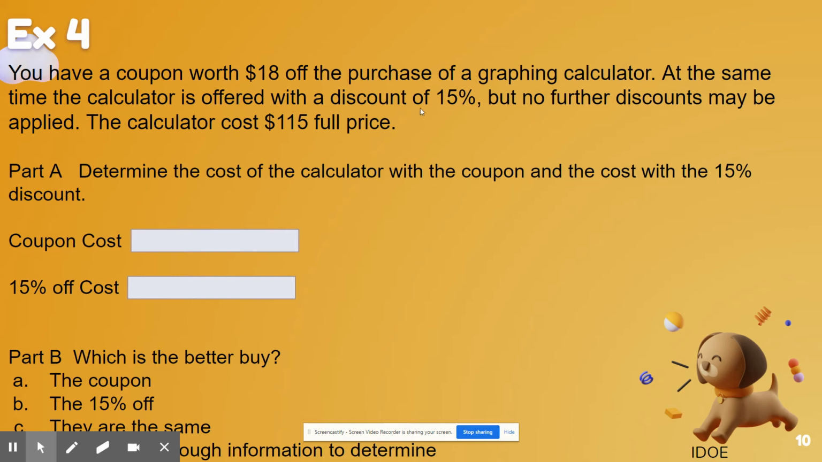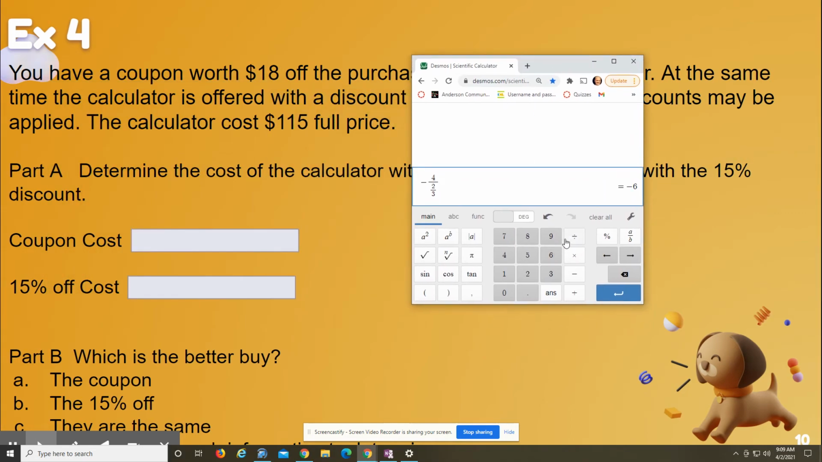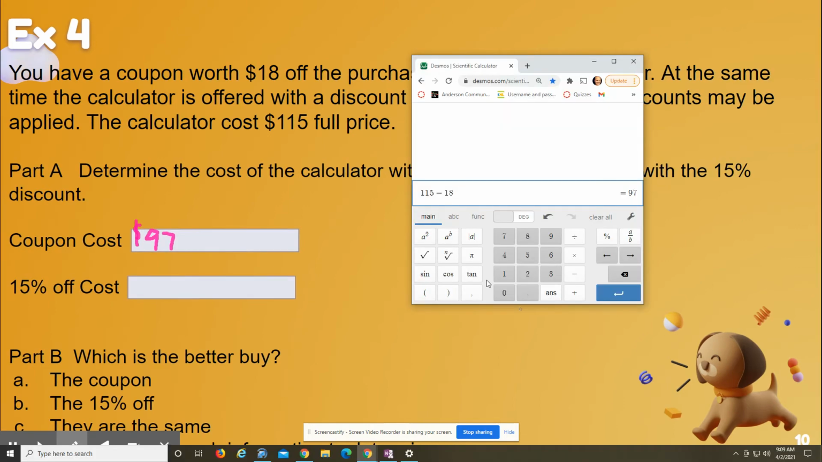So basically, you're going to take 115 and you're going to subtract 18 so you can figure out the cost for the coupon. So 115 minus 18 is 97. So we put 97 here. And that's dollars. Put the sign there if you'd like. And then we're going to go back to the calculator and figure out what it would be for 15% off.